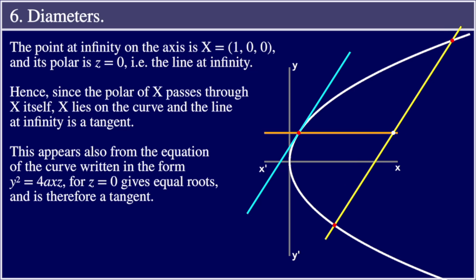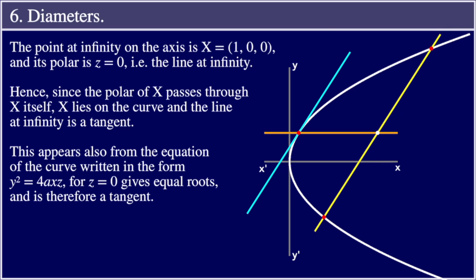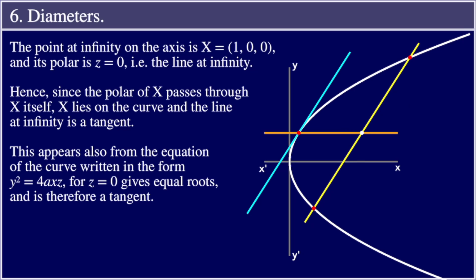Hence, since the polar of x passes through x itself, x lies on the curve, and the line at infinity is a tangent. This appears also from the equation of the curve written in the form y² = 4axz, for z = 0 gives equal roots and is therefore a tangent.